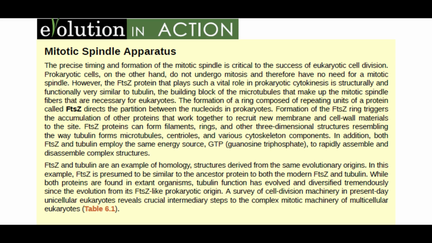FtsZ proteins can form filaments, rings, and other three-dimensional structures resembling the way tubulin forms microtubules, centrioles, and various cytoskeleton components. In addition, both FtsZ and tubulin employ the same energy source, GTP, guanosine triphosphate, to rapidly assemble and disassemble complex structures. FtsZ and tubulin are an example of homology, structures derived from the same evolutionary origins. In this example, FtsZ is presumed to be similar to the ancestor protein to both the modern FtsZ and tubulin.